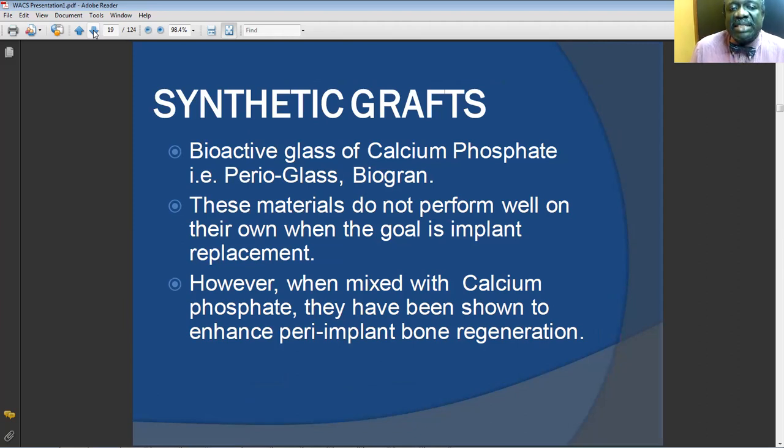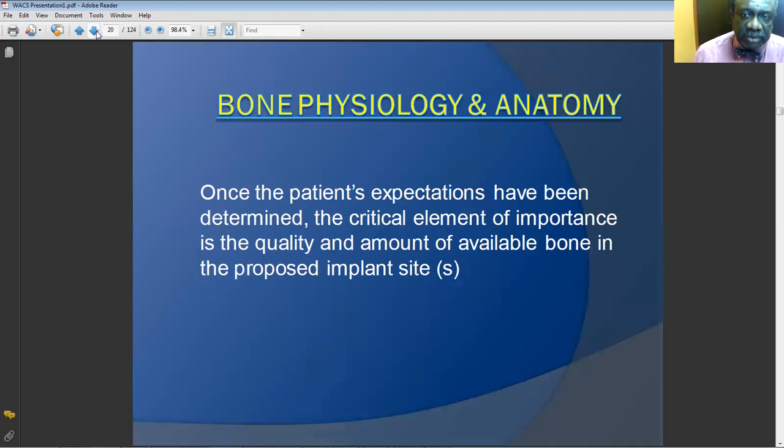So we're going to look at the synthetic graft, and examples include the bioactive glass or calcium phosphate, like the BioGran or the Perioglass. And these materials, as you will find out later, do not perform well on their own when the goal is implant replacement. However, when mixed with calcium phosphate or even other bone substitutes, they have been shown to enhance peri-implant bone regeneration, as you will find out.